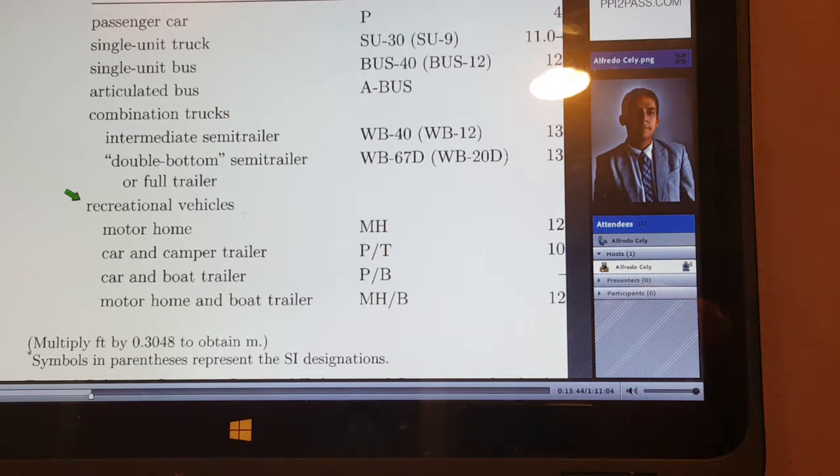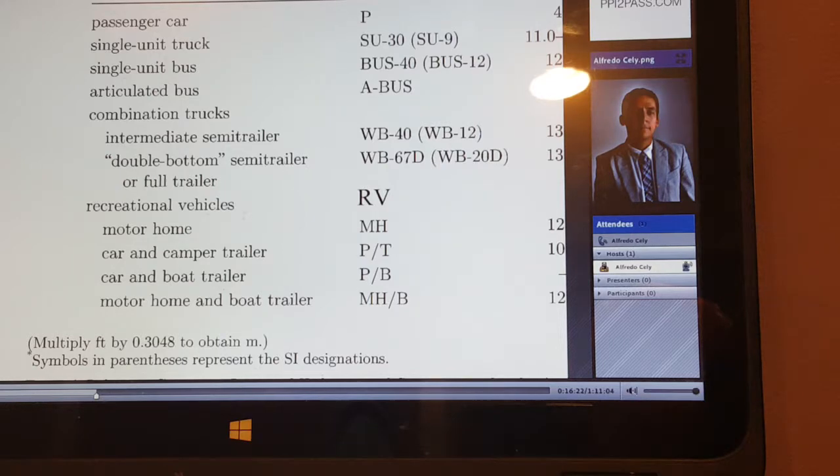Now, recreational vehicles, which are also known as RV. So let me supplement this chart really quick. Recreational vehicles, which are known with the symbol RV, represent a motorhome, which can be called an MH, a car and camper trailer is a P over T, a car and boat trailer is a P over B, and a motorhome and a boat trailer is MH over B.